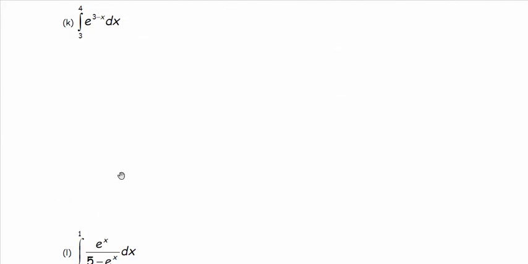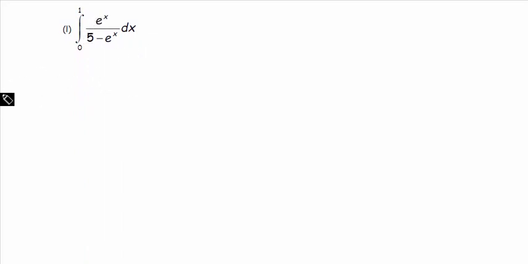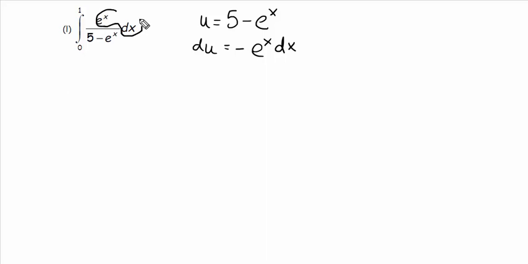Alright, let's try again. Integral from 0 to 1 of e to the x over 5 minus e to the x dx. So this will be another u. U is 5 minus e to the x. Du is negative e to the x dx. So I have e to the x dx in the problem, so I want to divide by -1 just to get e to the x dx.